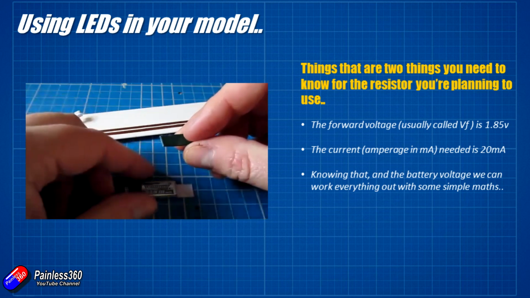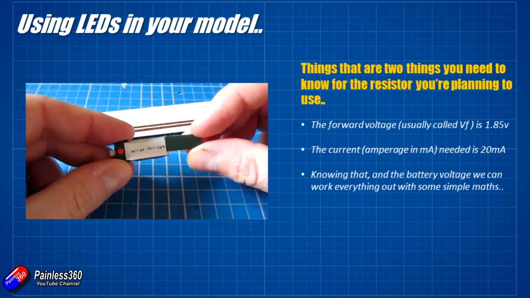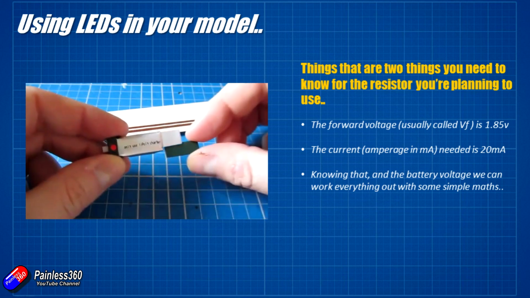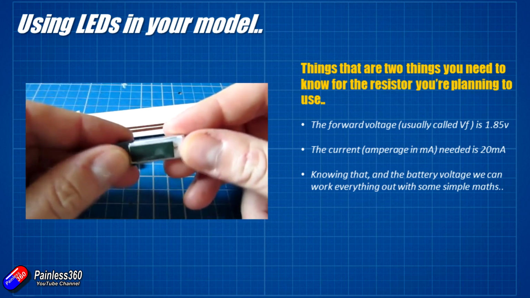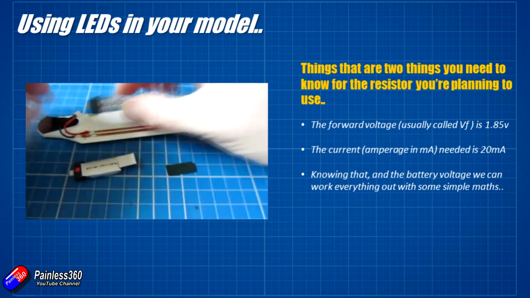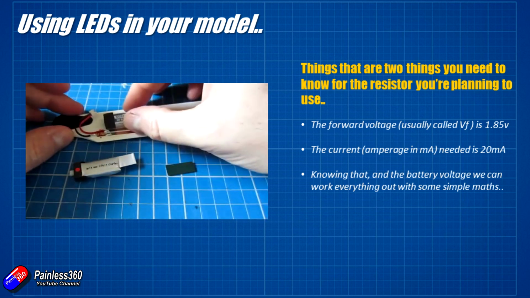Am I going to be connecting it into a 5 volt system on the plane or the model? Am I going to be connecting it directly to the battery? What am I going to be doing? Once we know those 3 things, we can work out the value of the resistor with some very simple maths and good old Ohm's law.